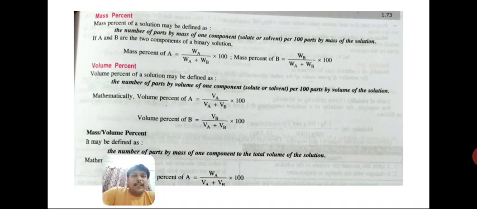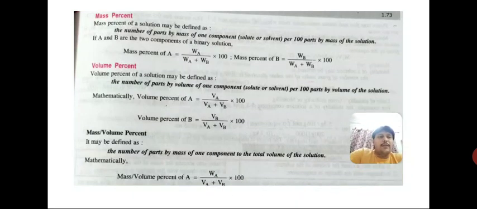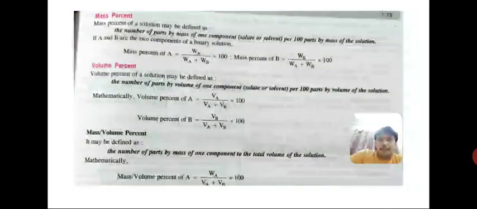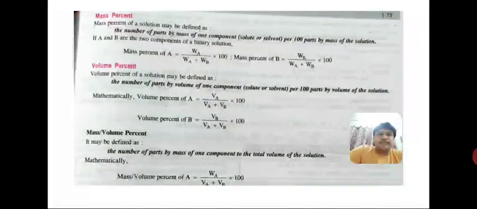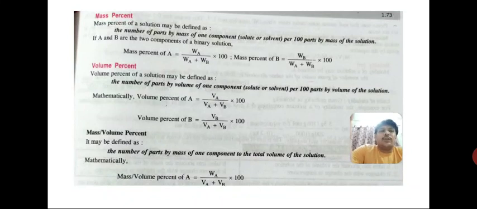Next is the mass percent. Students, this is the simplest concentration part. We already completed percent in the mass percentage topic also. The meaning of percent is that we have to express in 100. Similarly here also we express the mass of one component, either solute or solvent, in terms of 100 parts by mass of solution or 100 parts by volume. So it is also called volume percent, mass volume percent.